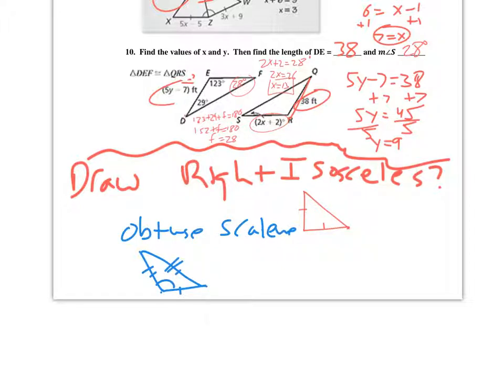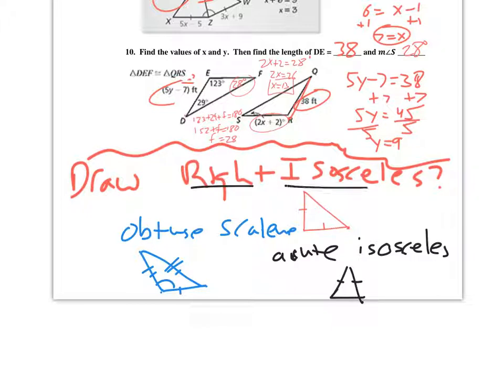Or could you do an acute? Let's see, acute. How about an acute isosceles? It's acute, so all angles are less than 90. It's isosceles, so that means two sides are congruent. You need to mark those two sides congruent. Okay? And we can do all kinds of combinations of these. Obtuse, isosceles, equilateral. Okay? So be ready to draw some triangles.